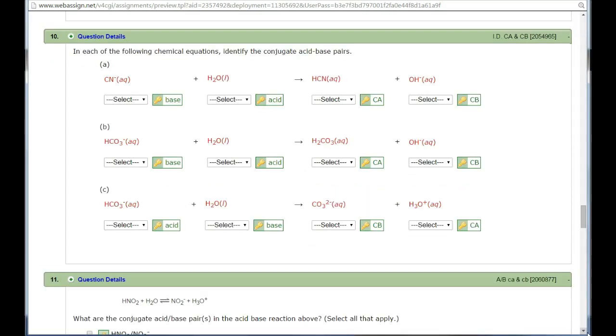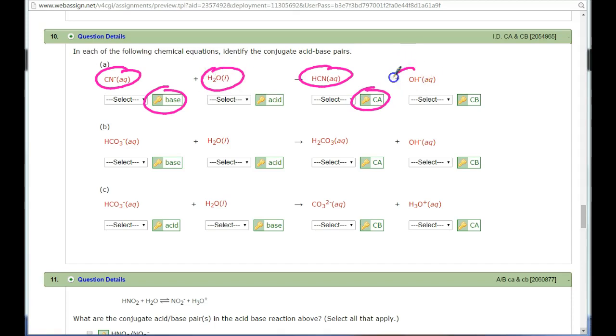Now this next one, you have to identify these parts again. It's just a little bit different format. Let's take a looky-took. So we have CN. So from CN to there, it gained an H. So that must be the base, and that must be the conjugate acid. And from here to there, it lost an H. Things that lose H's are acids because they're angry. And that means that's a conjugate base because every acid has a conjugate base.